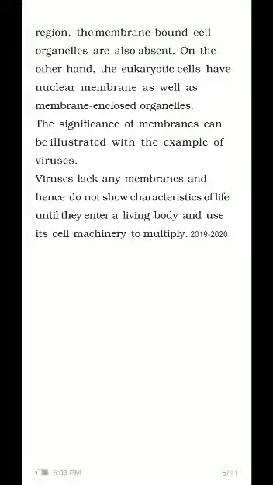The significance of membranes can be illustrated with the example of a virus. Children, viruses lack any membrane and hence do not show any characteristic life until they enter a living body and use its cell machinery to multiply. Viruses do not have a well-defined structure. They do not have a nuclear membrane. Children, they are a link between living and non-living things.